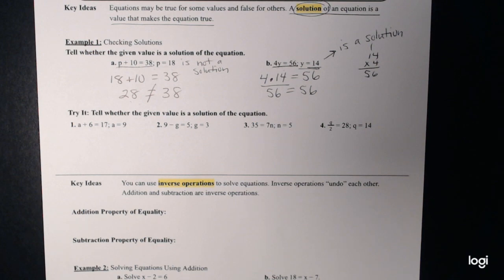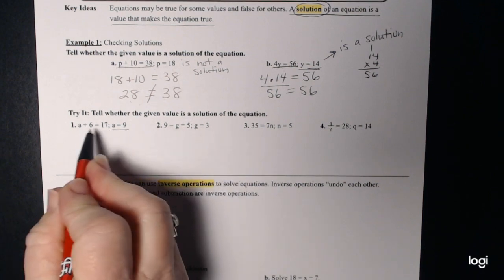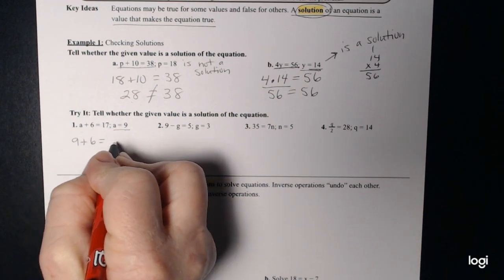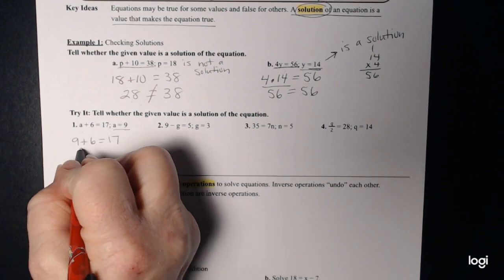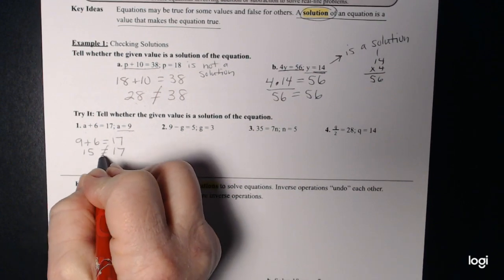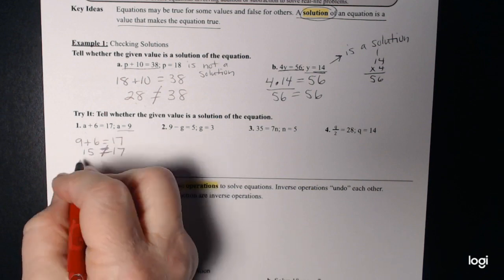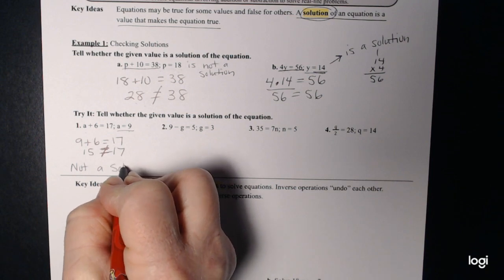All right, let's see how you did. So you would have substituted the 9 in here for the A. 9 plus 16 equals 17. What is 9 plus 16? 9 plus 16 is 15. I would say that 15 does not equal 17. So this would be not a solution.